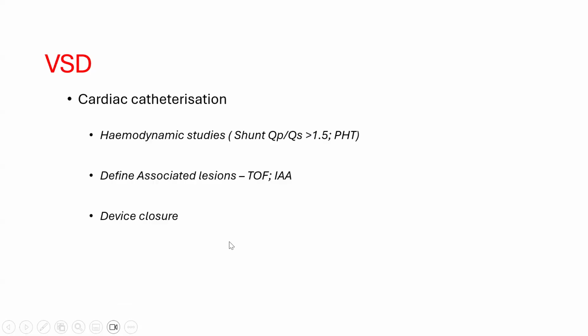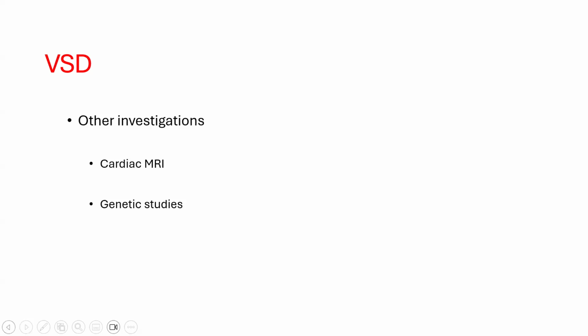So what is the role of cath? Once again, hemodynamic studies. A Qp:Qs of 1.5 indicates a significant shunt and the VSD should be closed. You can also assess for pulmonary hypertension and reversibility. You can also define associated lesions, whether they are truncal abnormalities. And during cardiac cath, we can also do device closures as well.